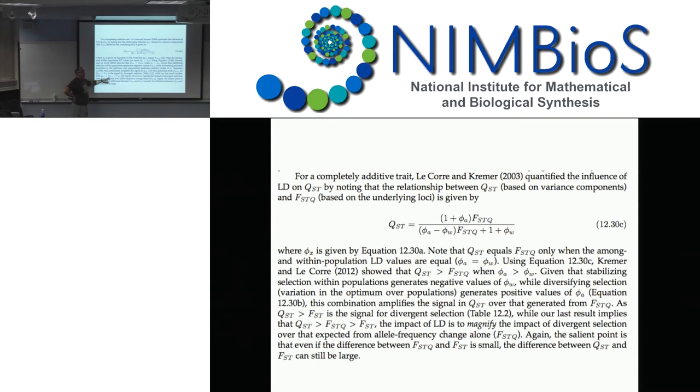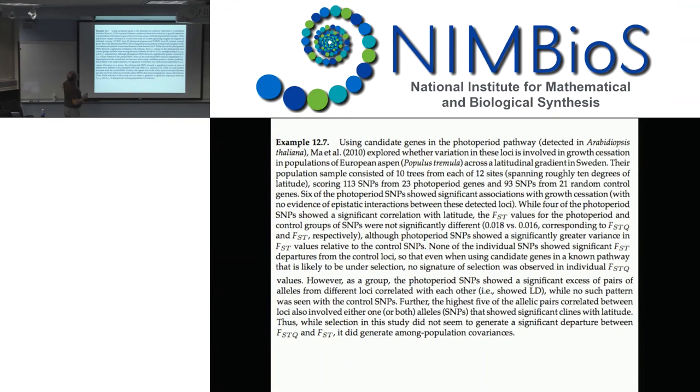So, the example I gave from here, and again, you can look at 12.7 in the book, was basically they looked at aspen, and they looked at photoperiod genes. And they were basically looking at a latitudinal gradient, so you expect photoperiod to be important. And they had about 100 SNPs in the photoperiod genes and about 100 control SNPs. And what they showed was that the FST among the photoperiod genes, we'll call that FST_Q, because we think the trait we're looking at is photoperiod related, had a very slightly elevated FST relative to random markers, but not significant. However, if you look among the photoperiod SNPs at different loci, they actually showed correlations, which weren't seen among the other random SNPs here.